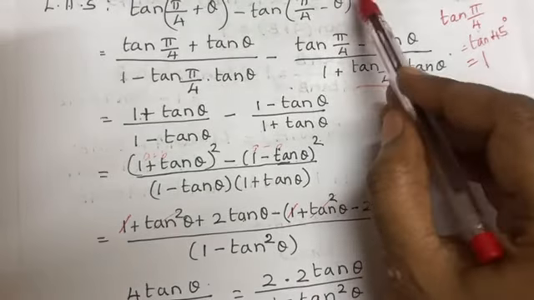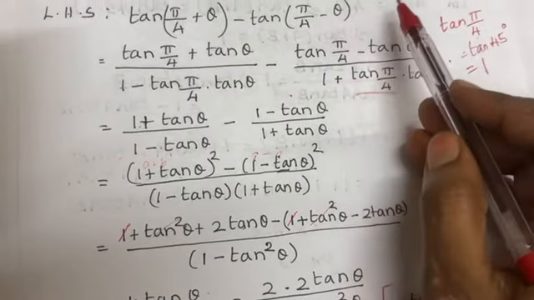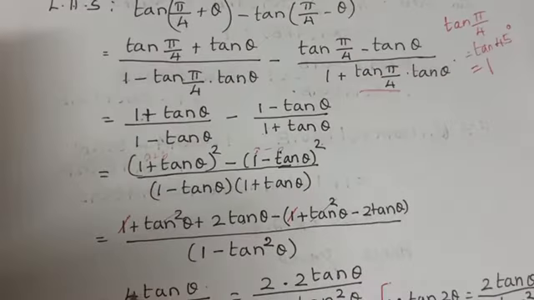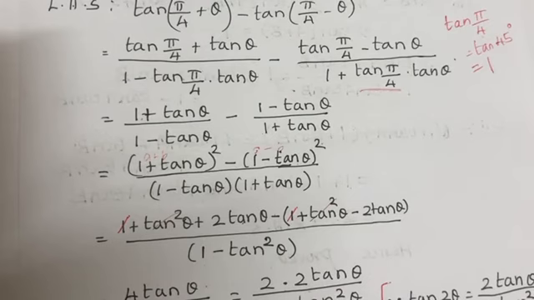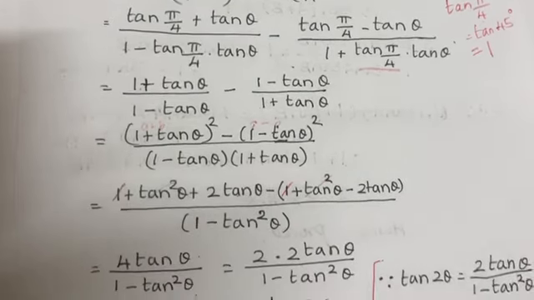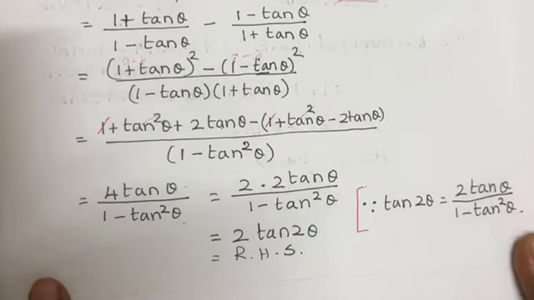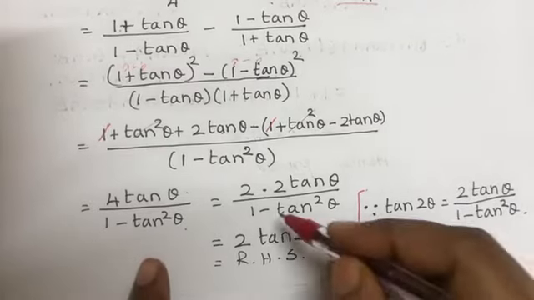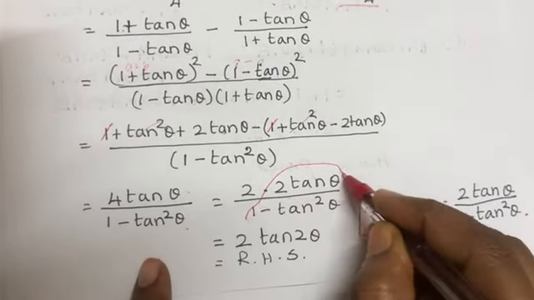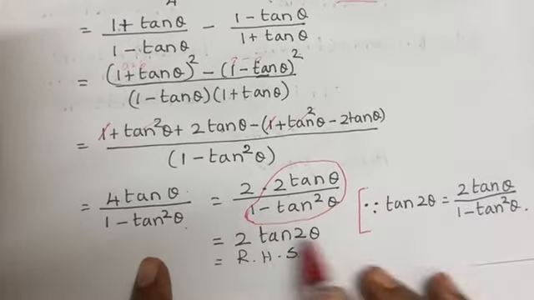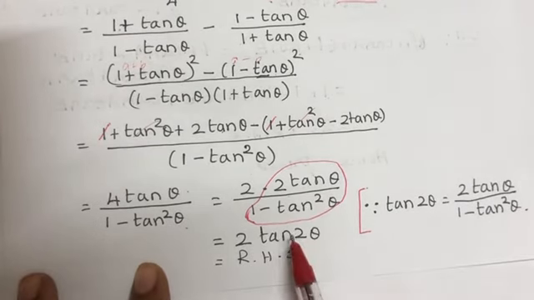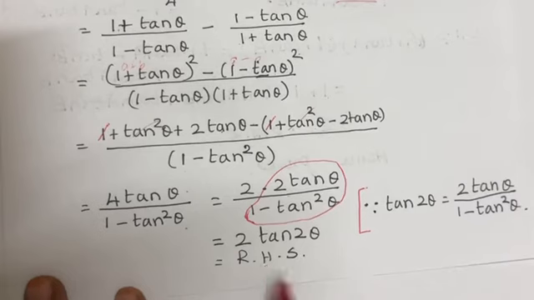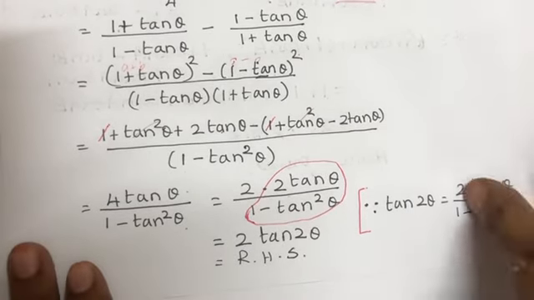We have to prove that it is equal to 2 tan 2 theta. So, I split 4 as 2 into 2. 2 into 2 tan theta divided by 1 minus tan square theta. So, 2 tan theta divided by 1 minus tan square theta is equal to tan 2 theta. So, 2 into tan 2 theta, and that is our RHS. That is what we have to prove.